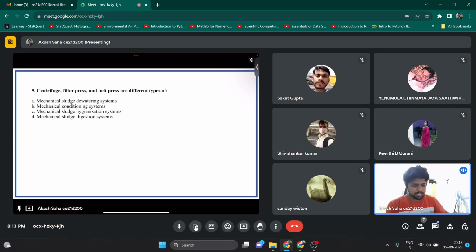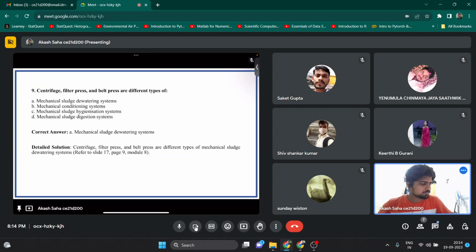Digesting means we do anaerobic or aerobic digestion. Hygienization means removing the pathogens. So what is remaining? Dewatering, right? Because if we are belt pressing it, if we are filter pressing it, water is coming out, so it is a dewatering system, right? It is centrifuging, so water is separated from the solids. So all these are dewatering systems. Okay, so these are all mechanical sludge dewatering systems.